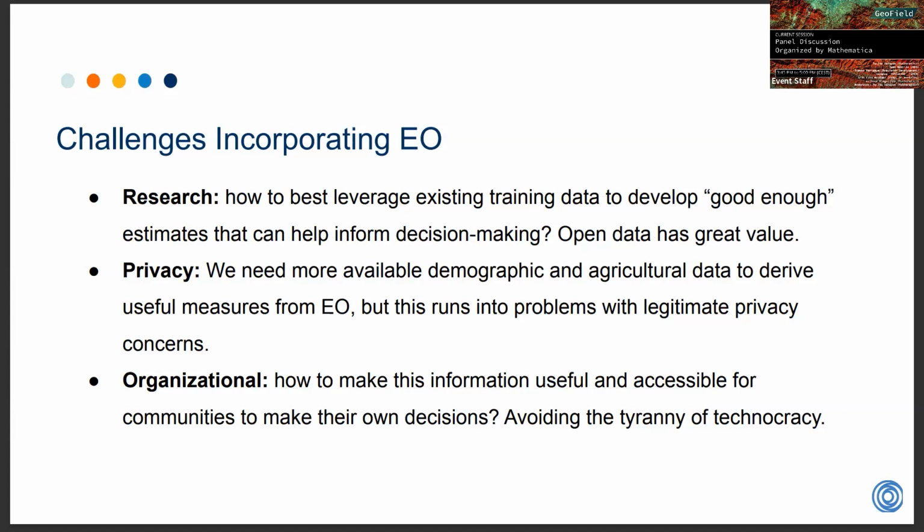And finally, there's an organizational question of what is the best way of making this information useful and accessible for communities to make their own decisions. So I put there avoiding the tyranny of technocracy, because if I were to make a provocation, I would say if you took all the capital cities of Europe, San Francisco and New York, you would have 99% of the data science expertise in the world, and probably 99% of where the data lives.